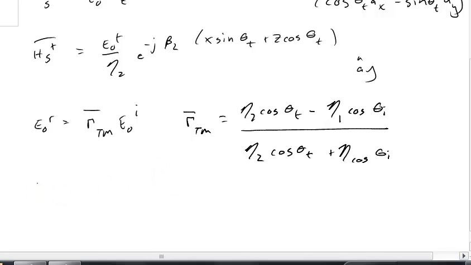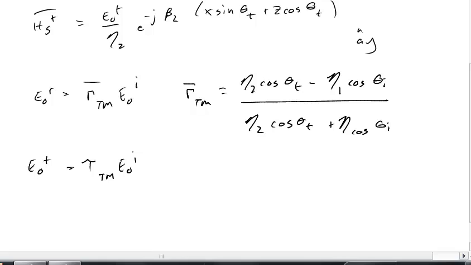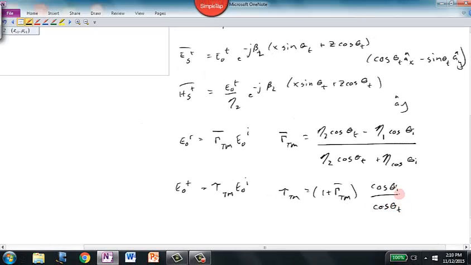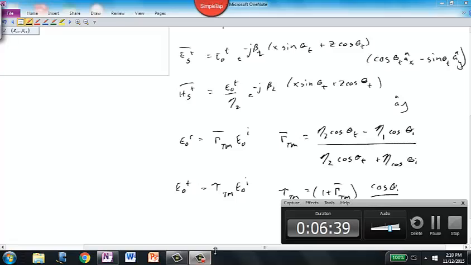And the magnitude and angle of the transmitted electric field is equal to tau for the TM mode times the magnitude and phase of the incident electric field. And we're going to have to calculate tau here. That's equal to 1 plus the reflection coefficient TM times the ratio of cosine theta I to cosine theta t. And so that gives us our TM polarization calculations.